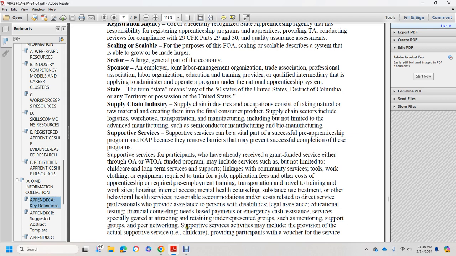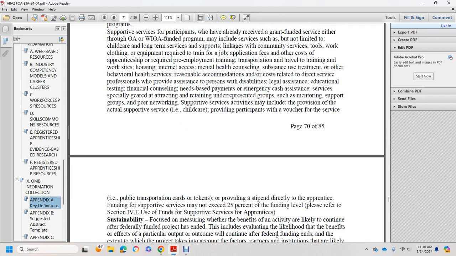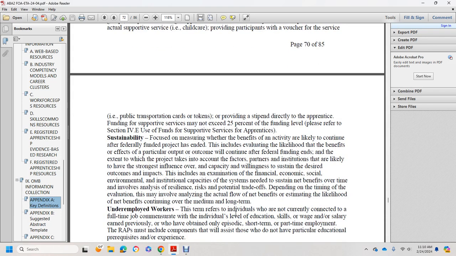support groups, and peer networking support. Some of the activities may include the provision of the actual support services, such as child care, providing the participant with a voucher for the service, public transportation cards or tokens, or a stipend provided directly to the apprentice. Funding for support services may not exceed 25% of the funding allowed. Please refer to Section 4E. Use of funds: support services for apprentice sustainability.